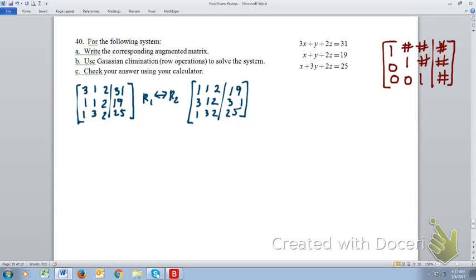So let's go ahead and figure out how to get a 0 here and here. So for this one, we're going to need to multiply the first row by negative 3 and add it to row 2.